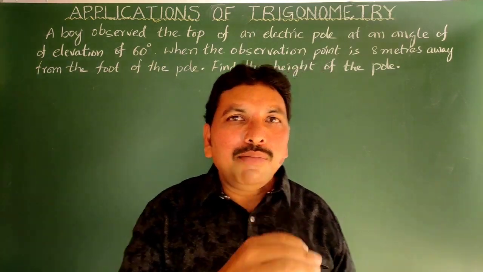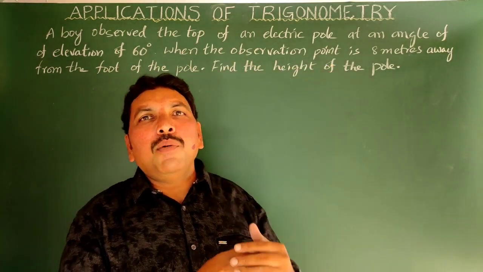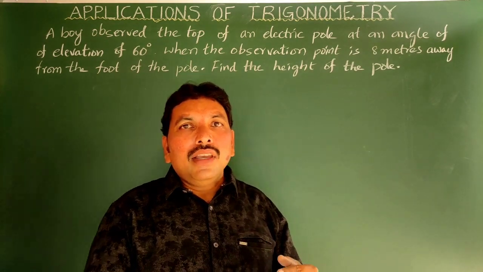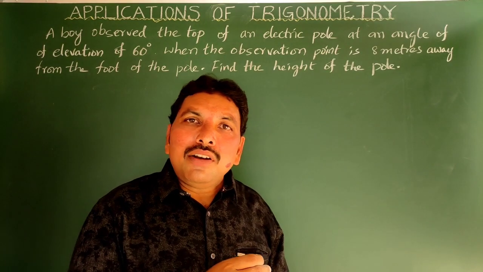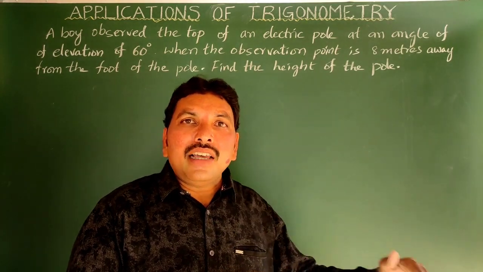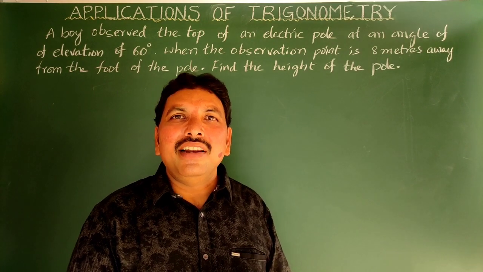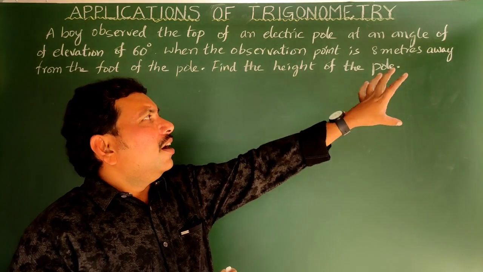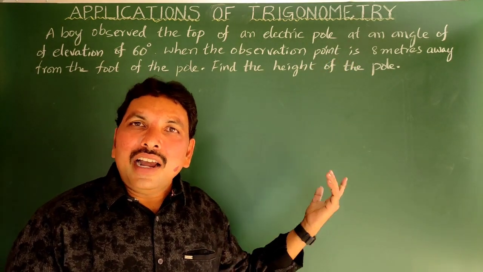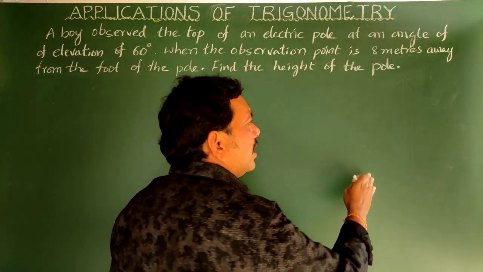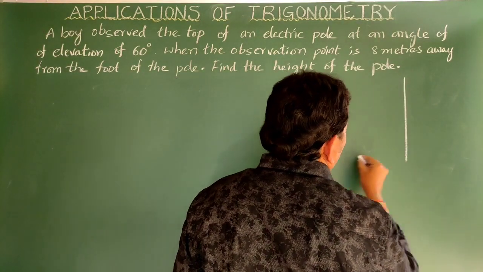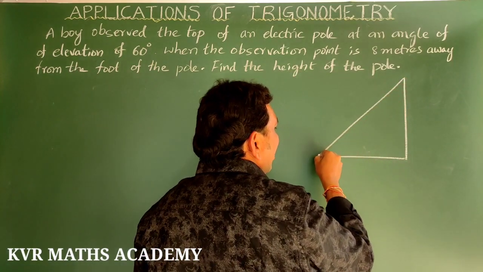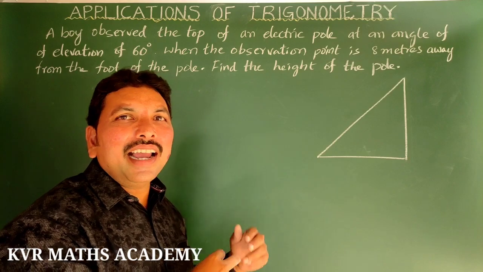So a boy is observing the top of an electric pole at an angle of elevation of 60 degrees. The distance between the observer and the pole on the surface of the earth is 8 meters. We should find the height of the pole. By the given data, we draw the appropriate diagram. First draw the diagram. As I told you, first we should draw a neat diagram of a right angle triangle.